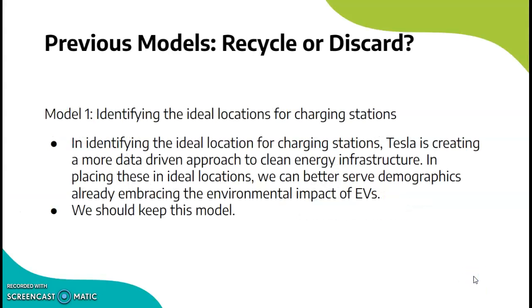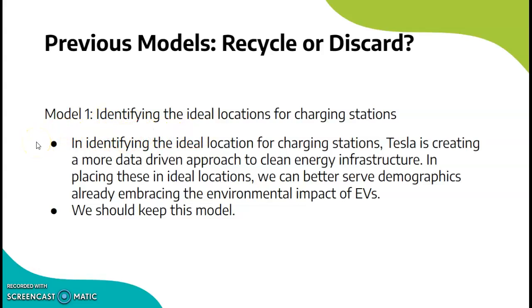And then finally, we are asked to look at our analytics models and see, based on this root cause analysis, if we would discard or continue to improve upon models that we've already created. And here we had a play on word to recycle or discard, since we're about sustainability. So our first and only model was to identify ideal locations for charging stations.